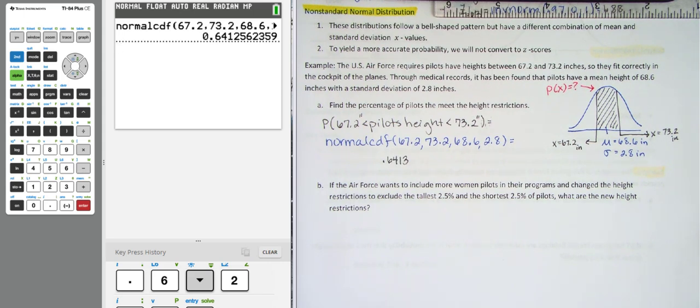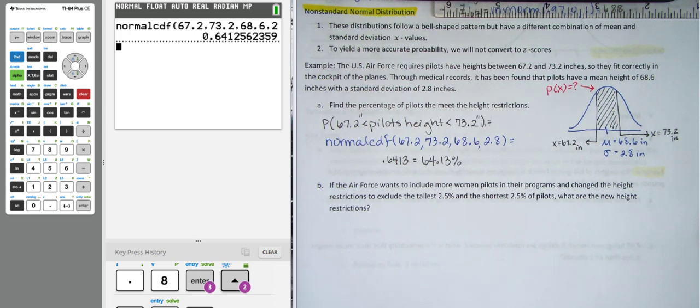As a probability decimal value, this gives me 0.6413. I can then turn that into a percentage. Moving the decimal point over 2 places to the right and adding a percent symbol, the percentage of pilots that meet their current height restrictions is 64.13%.